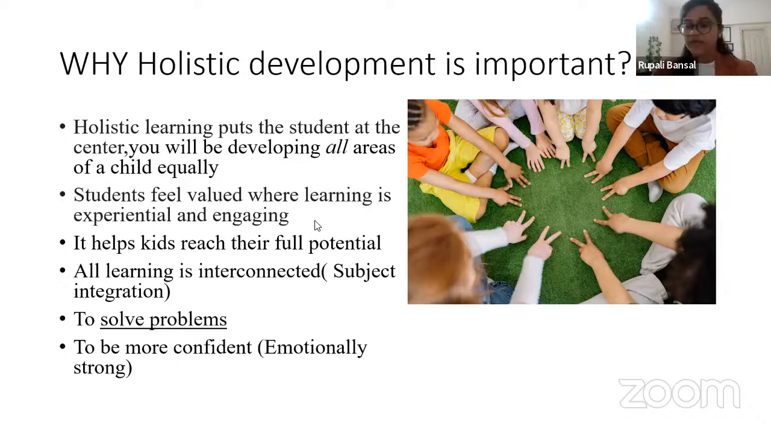So in that manner, they feel really valued, and it helps kids reach their full potential, of course, because when they are performing the activity, when they are listening, and probably doing some sport on a daily basis, slowly and gradually they would be reaching their full potential if given a chance, right? And all learning is interconnected. Yes. So in holistic development, what happens is that we integrate the multiple intelligences or the subjects, we can say, right?